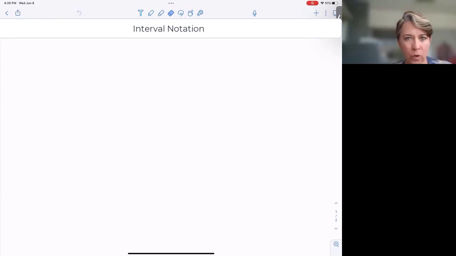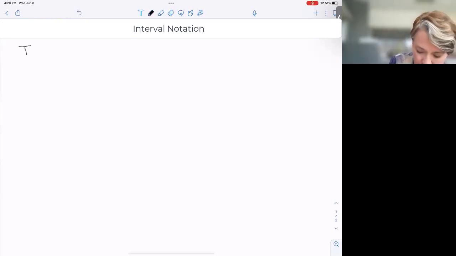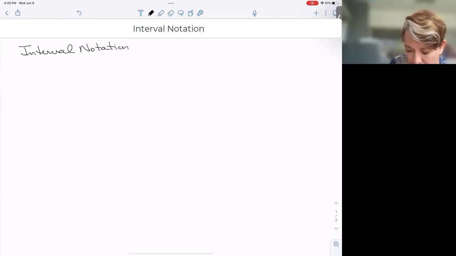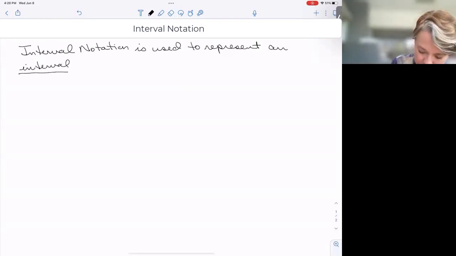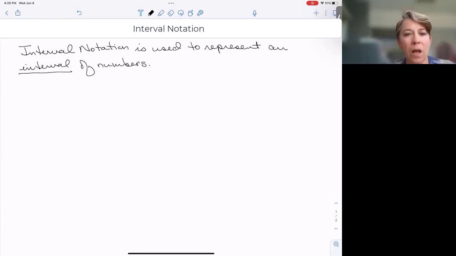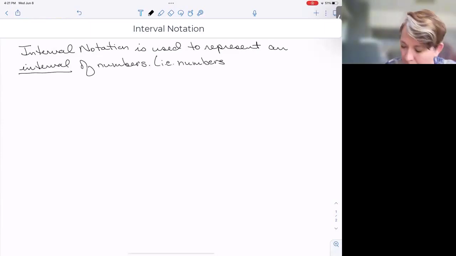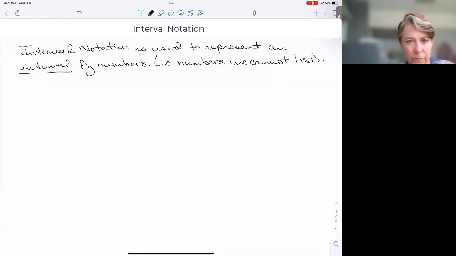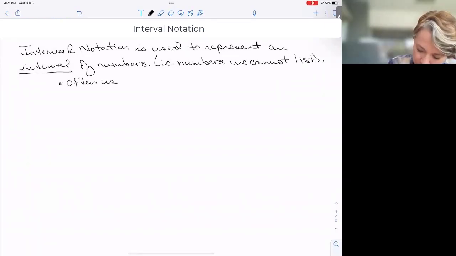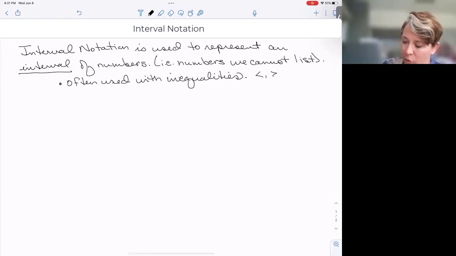You've probably seen it before, but just in case, interval notation is used to represent an interval of numbers, in other words, numbers we cannot list. So it's often used with inequalities, the less than, the greater than, the less than or equal to, or the greater than or equal to, when we have a lot of numbers that will satisfy those particular inequalities.